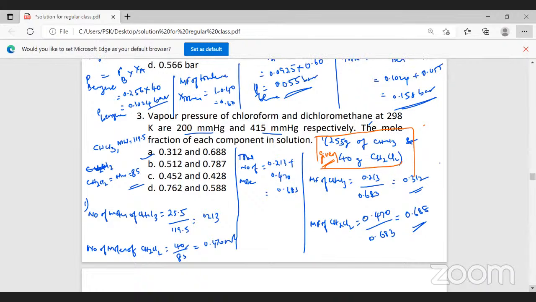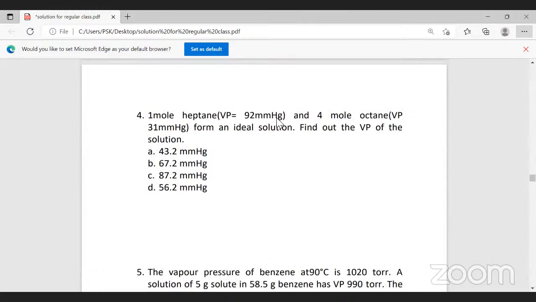In the next problem, 1 mole of heptane, vapor pressure of heptane is 92 millimeters of mercury, and 4 moles of octane, the vapor pressure of octane is 31 millimeters of mercury, form an ideal solution. Find out the vapor pressure of the solution. They've given 1 mole of heptane and 4 moles of octane forming an ideal solution, and they've given the vapor pressures also.